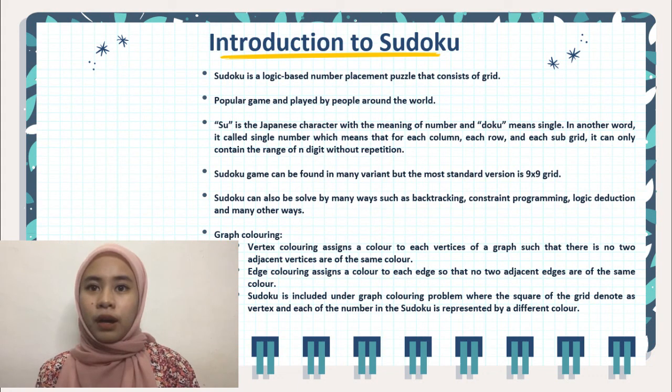Sudoku could be solved as a graph coloring problem, where the squares of the grid are denoted as vertices and each of the numbers in the Sudoku is represented by a different color.